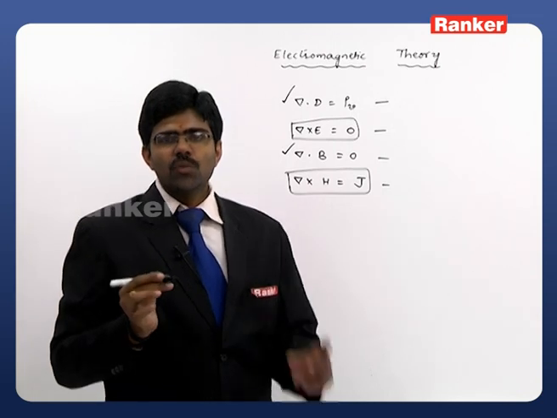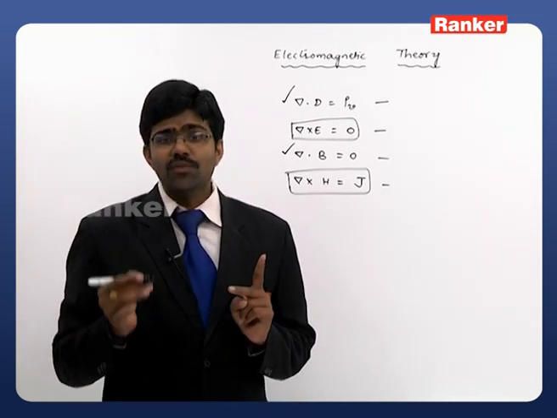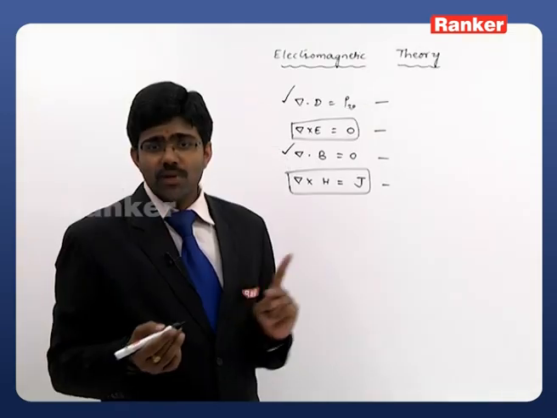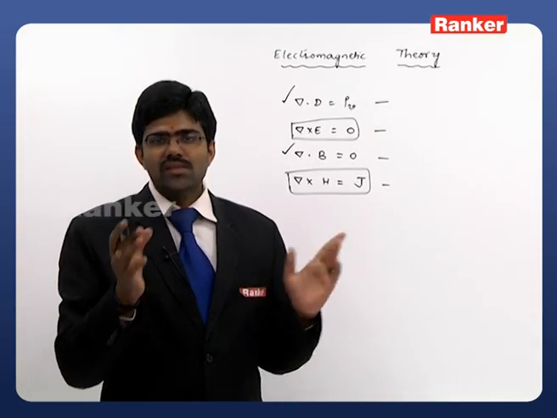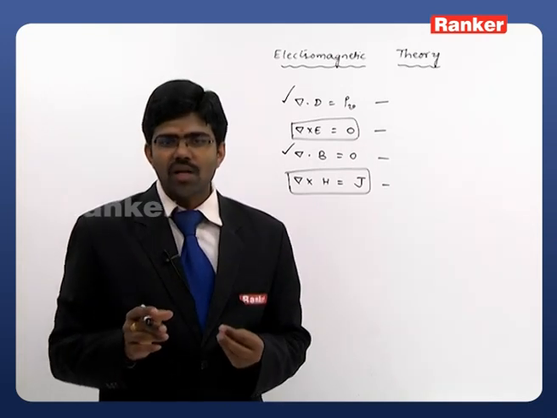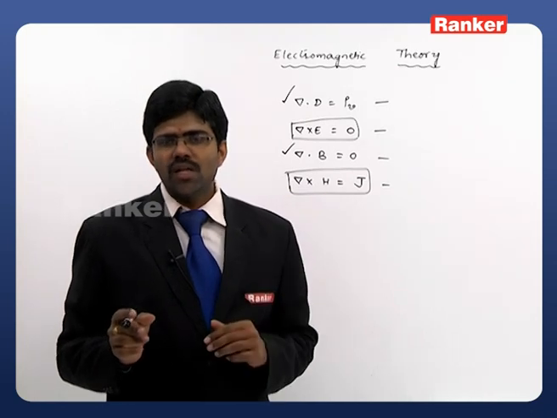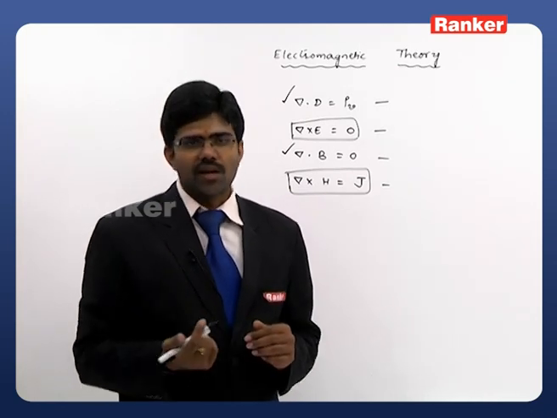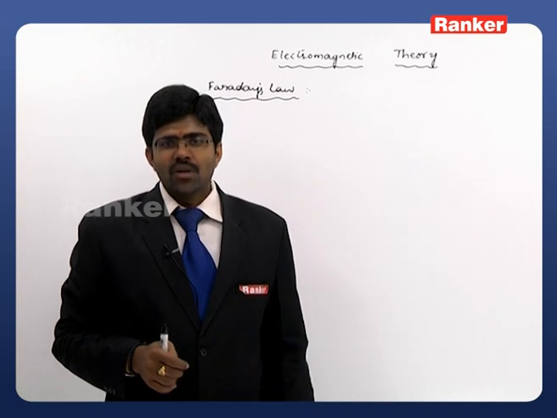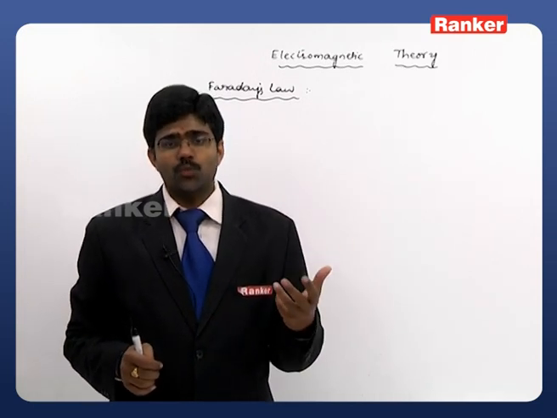For that, we must learn 2 more laws. One is Faraday's law, which is useful for manipulating these equations. Another is the inconsistency in Ampere's law, which was removed by Maxwell by introducing a simple term called displacement current. We are supposed to learn these 2. We will start with Faraday's law. How did Faraday define or relate the different phenomena and parameters that we have?